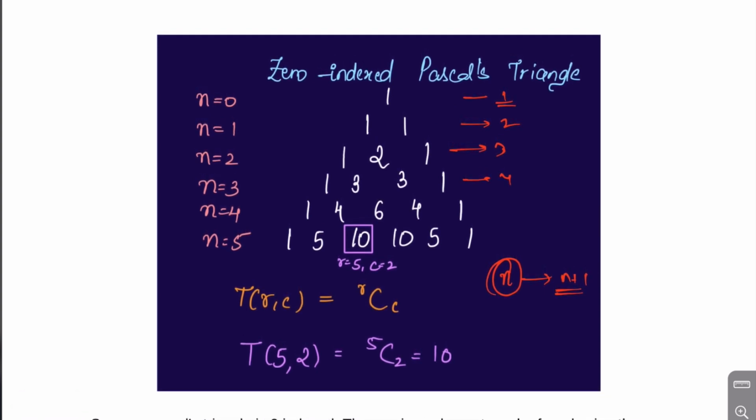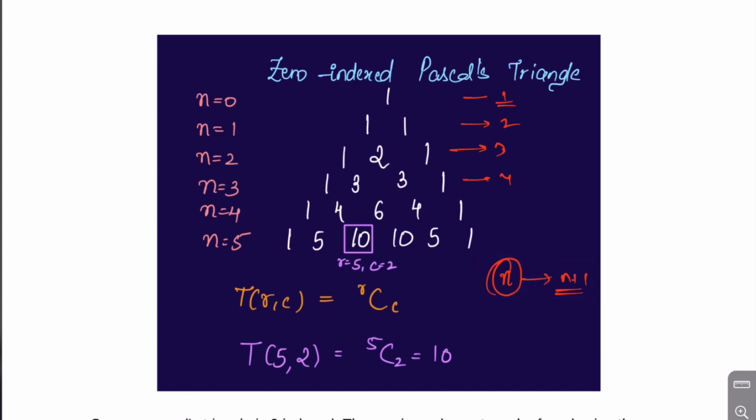The observation is this: if you have the zeroth row, you have one entry. The first row has two entries. The second row has three entries. So the nth row will have n plus one entries.